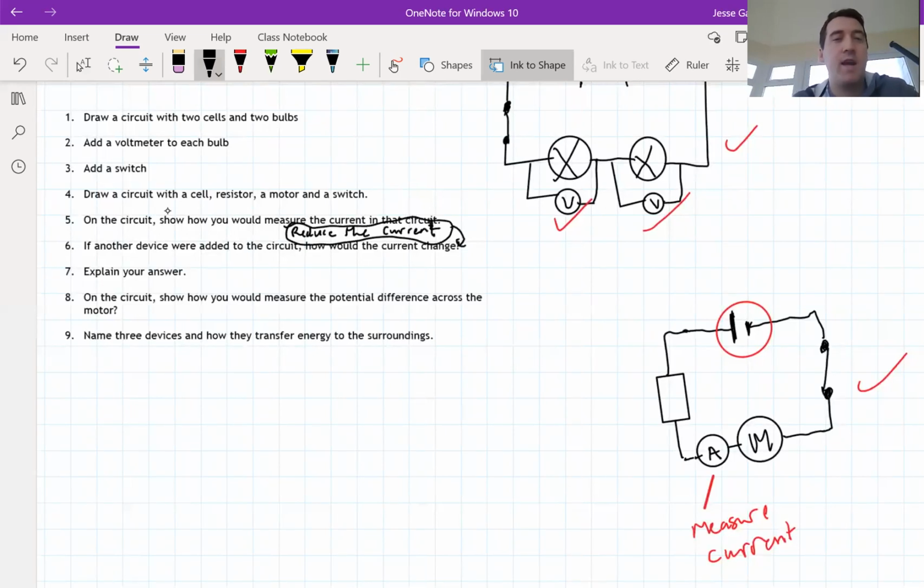Explain your answer. So you have to explain your answer. So what would we say? Resistance slows down the flow of electrons.